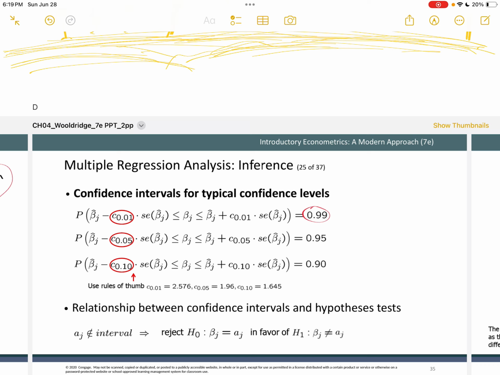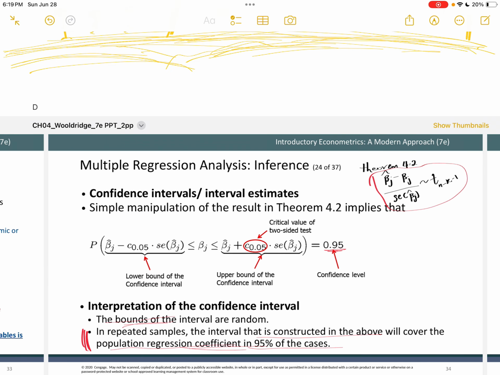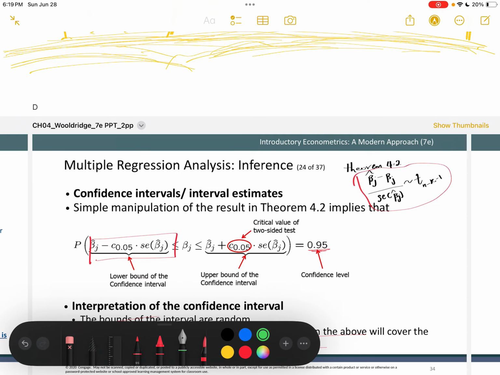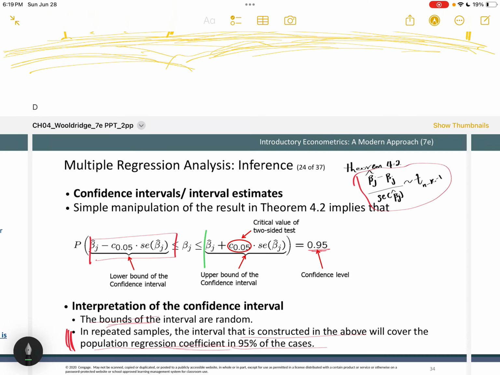And so, at a 99% confidence level, your significance level is 1%. At 95%, your significance level is 5%. And at 90%, your significance level is 10%. So what is the lower bound? The lower bound is, it says so right there. That is the lower bound. And the upper bound is this other one in green. This is the upper bound.